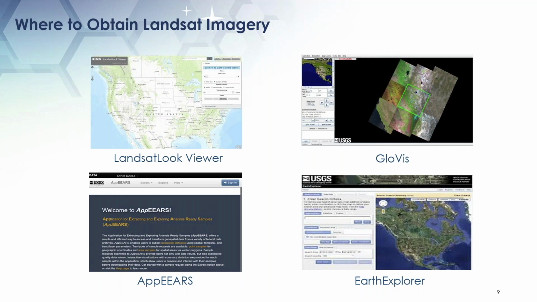However, it's probably a good idea to take a look at the various places where you can obtain these data and see which you prefer in regards to the way the data are visualized and how you can download the imagery. Here are a few examples where you can obtain Landsat. First, Landsat Look Viewer. Second, GloVis. Third, AppEEARS. And finally, Earth Explorer, which is what we'll use for our exercise.